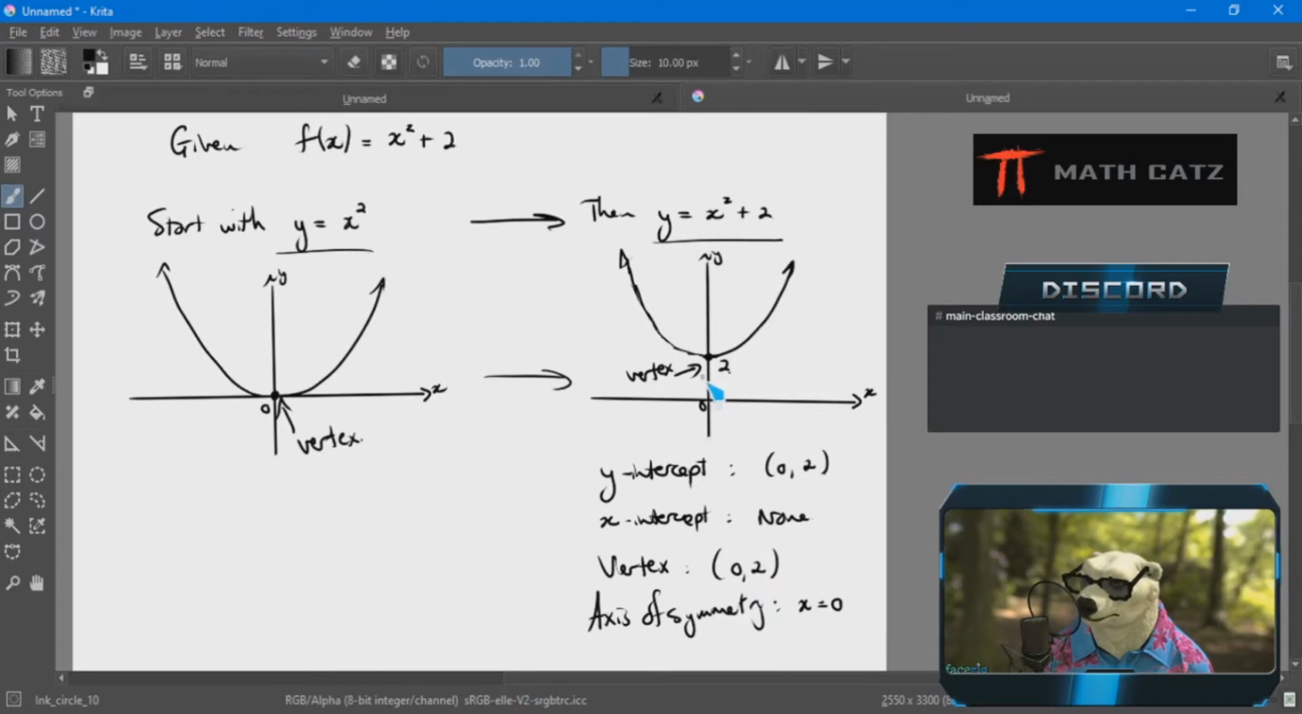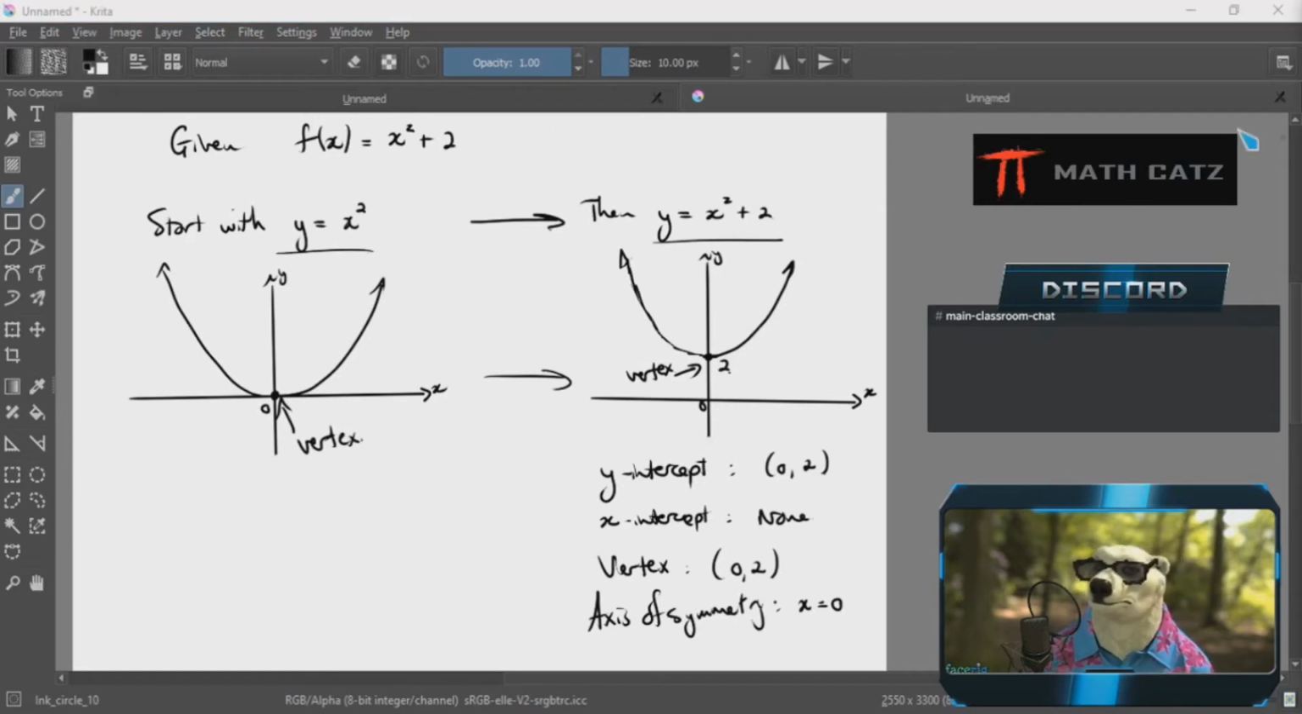We're sitting right on the vertex. All right. So nothing too major. If we change the function in a specific way, the change in the graph is predictable. And our first one is a vertical shift.